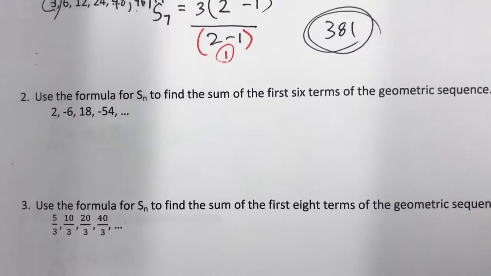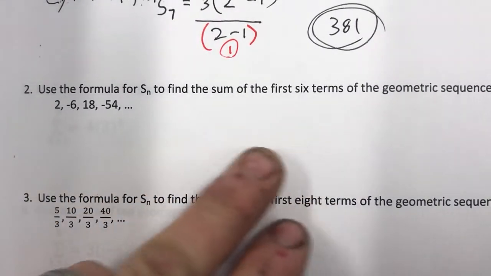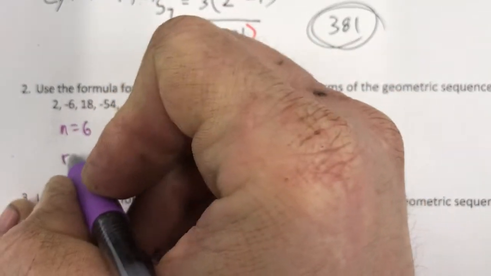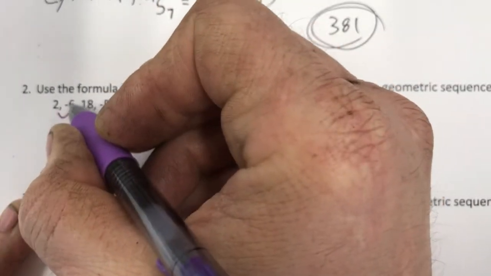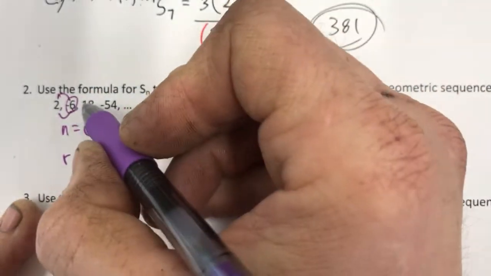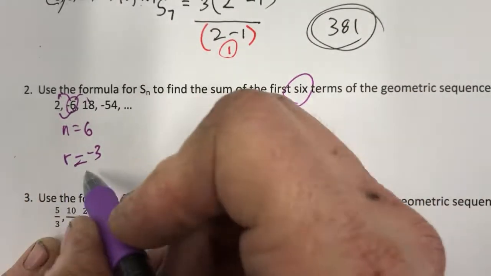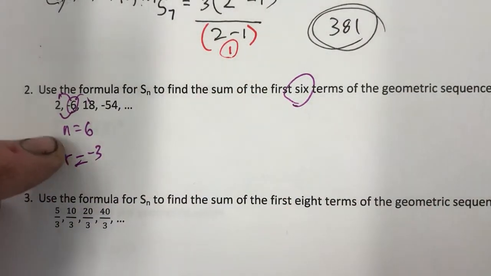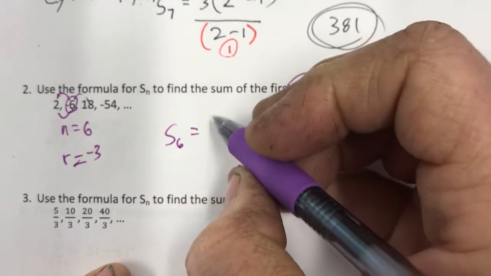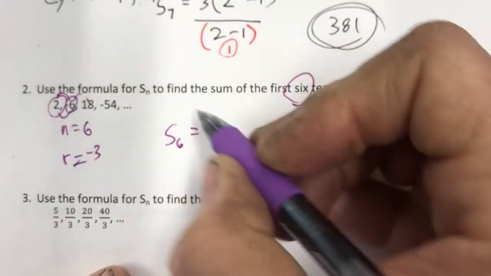All right, let's go to number 2 here. Find the sum of these first 6 terms here. So n is 6. My R here, it looks like negative 6 divided by 2 is negative 3. 18 divided by negative 6 is negative 3, so there's my R. So basically I just need this n and R. So the sum of these first 6 terms is going to be the first term now, which is 2 there. I need that one too.